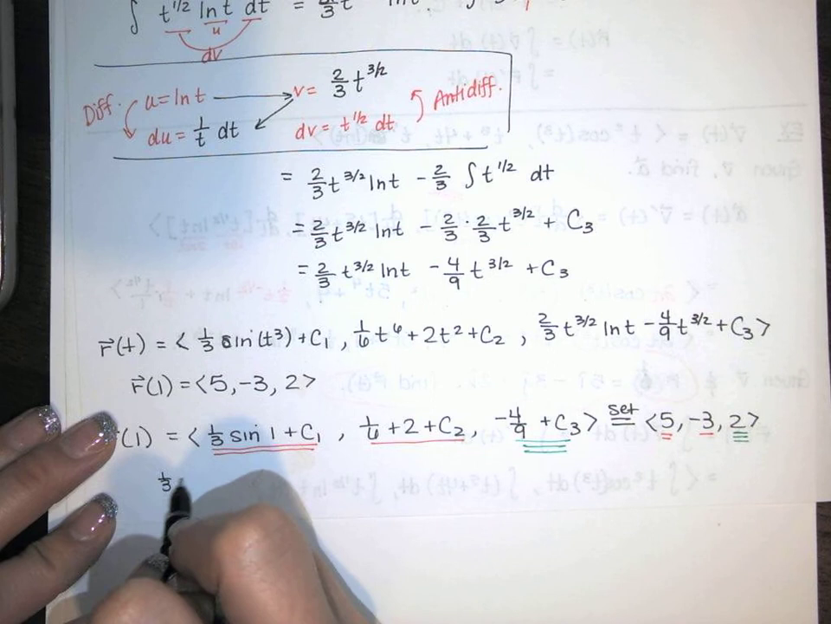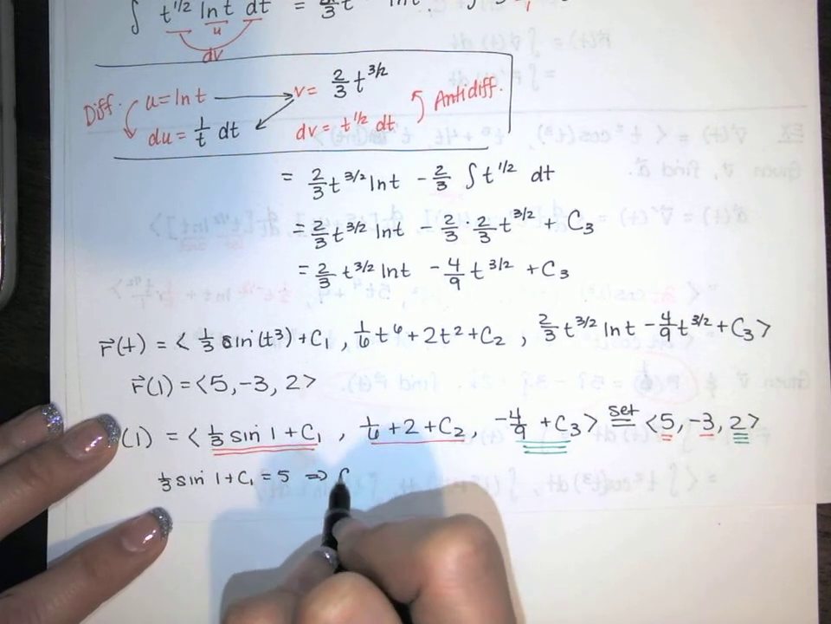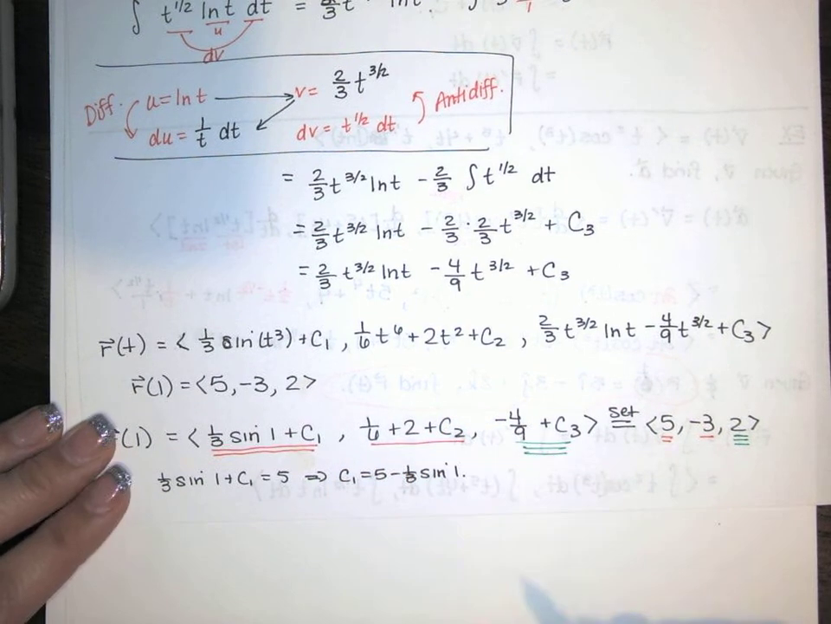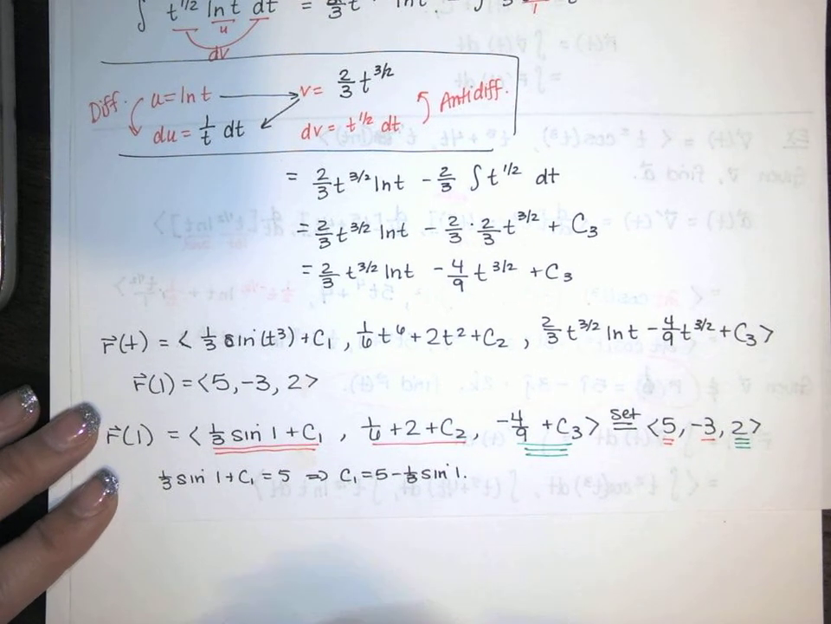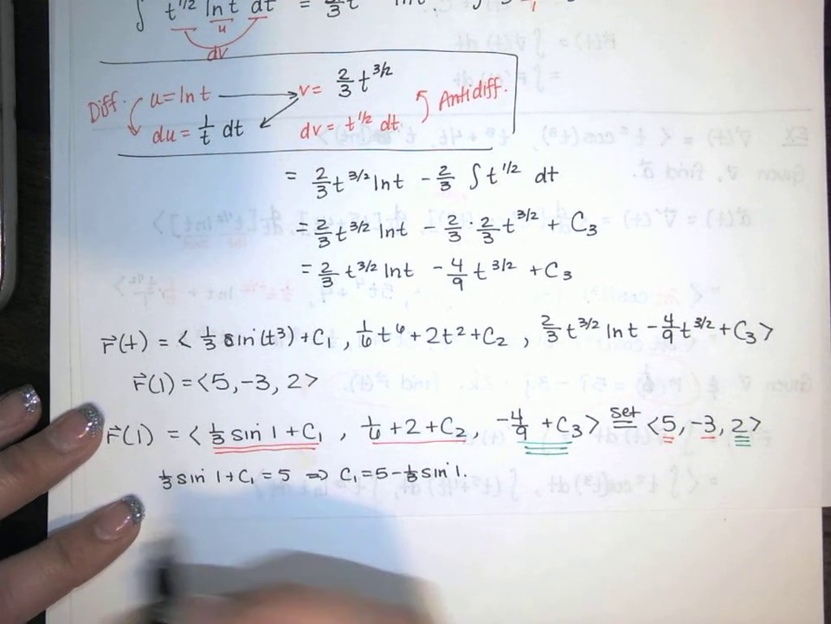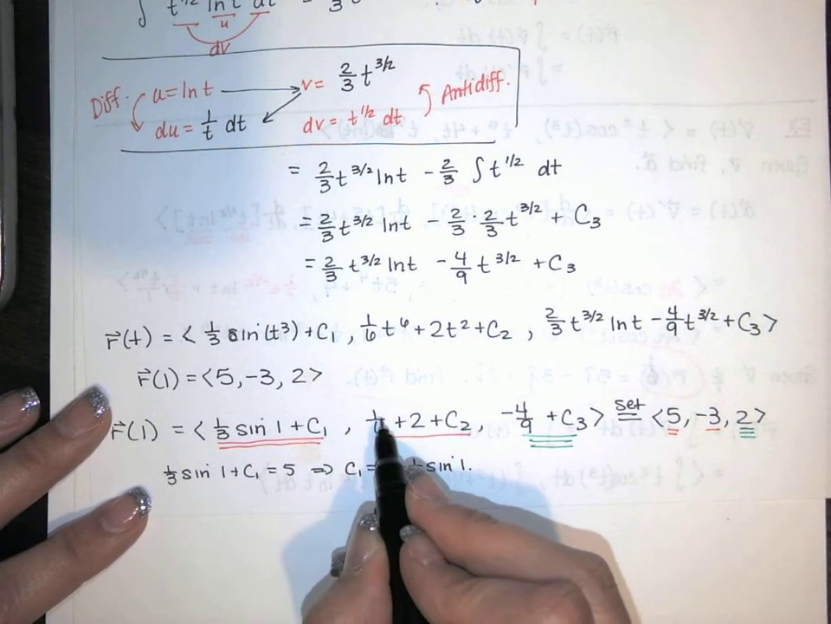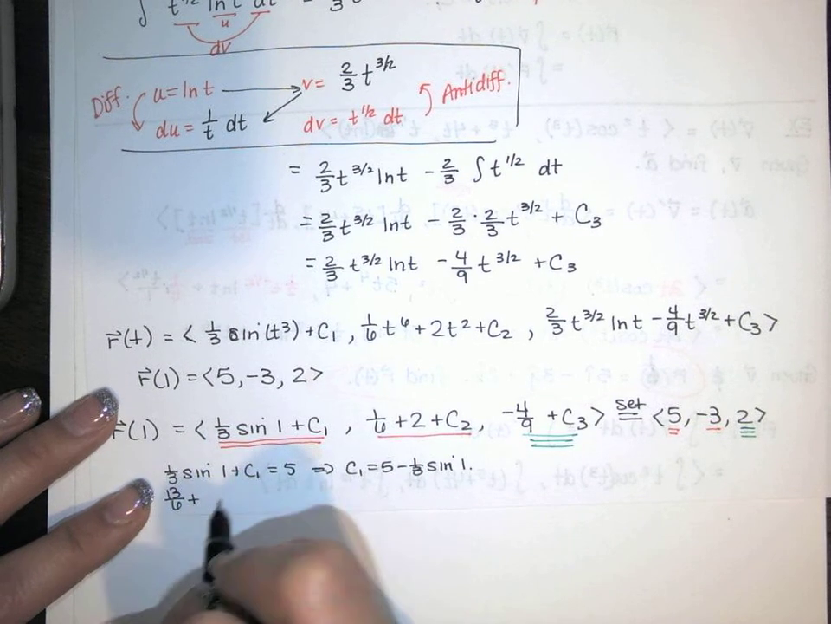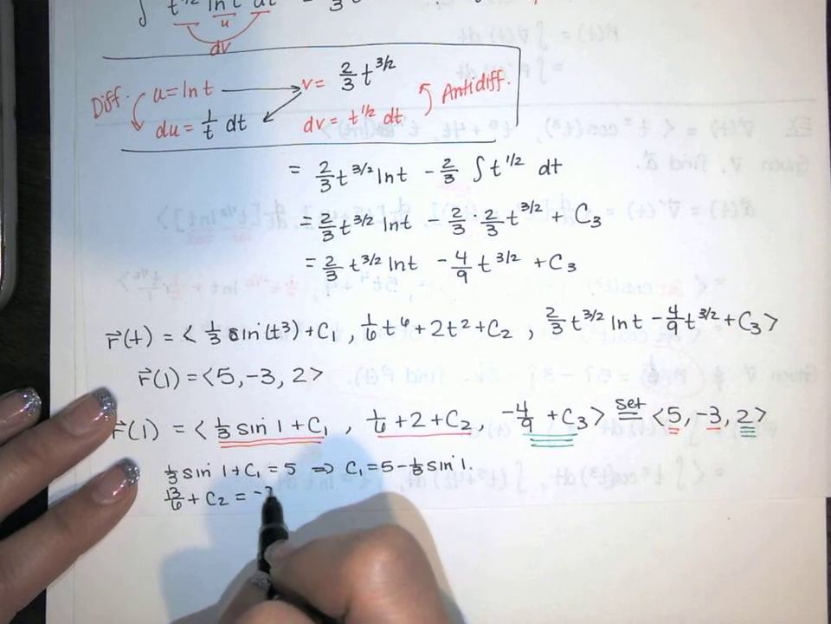So I've got 1/3 sine of 1 plus C1 equals 5. So C1 equals 5 minus 1/3 sine of 1. I know that's ugly, it doesn't simplify nicely. Sine of 1, it's a fine number. It's just some real number between -1 and 1, but I don't know what it is. It's not a special angle. So we're good. We're done with that one. And then for this y component, I've got 1/6 plus 2, so it's going to be 13/6 plus C2. That has to equal -3.